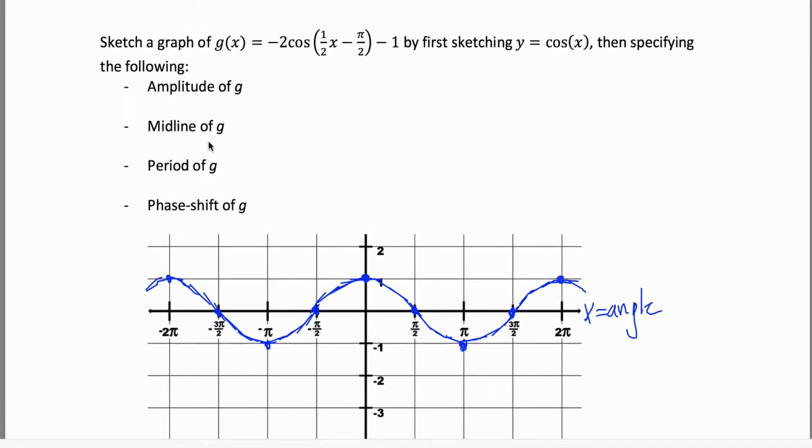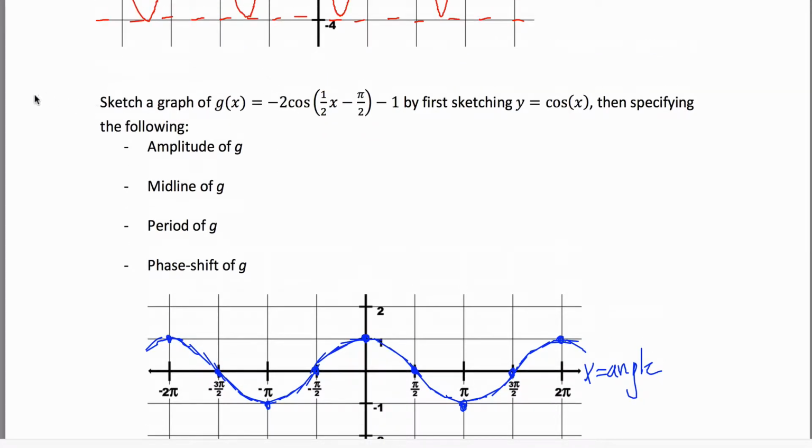Anyways, what I want to talk about is amplitude, midline, period, and phase shift. In the last video, we said that the amplitude is always just the absolute value of A. Let's be consistent. We'll make the transformations in red again. This is A cosine of bx plus c. And again, some books use a minus there. I think it's easier to use a plus. The amplitude used to just be the absolute value of A. It still is. So in this case, A is negative 2. My amplitude is exactly 2. The midline used to be whatever D is. It still is. So D is negative 1.